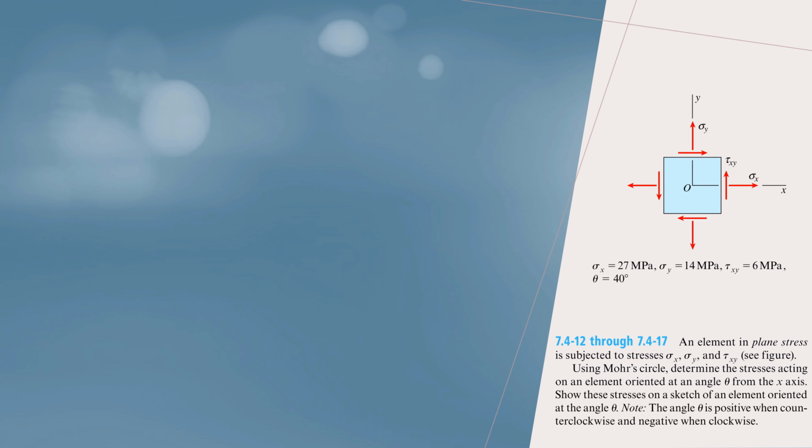An element in plane stress is subjected to the following stresses. Using Mohr's circle, determine the stresses acting on an element oriented theta away from the x-axis. So I'm going to solve this symbolically, just so you can see that there's a one and done easy way to do Mohr's circle every single time.